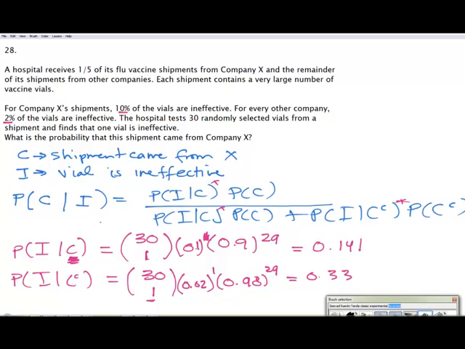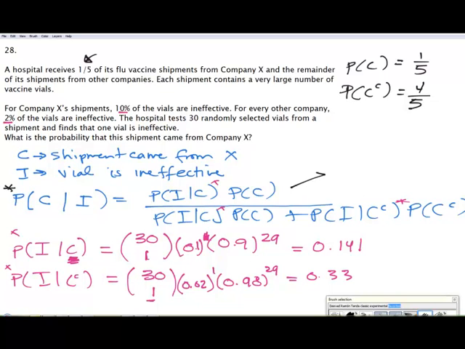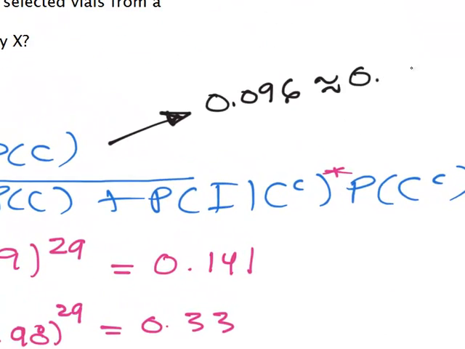Okay, so now that we have these two answered, we know very easily that the probability of C is 1/5. This is from what we were given, and the probability of not C is 4/5. So now we can plug everything into this formula, and you should get something close to 0.1. I got 0.096. So it's something close to 0.1, because 0.1 is the answer. I hope this helped.